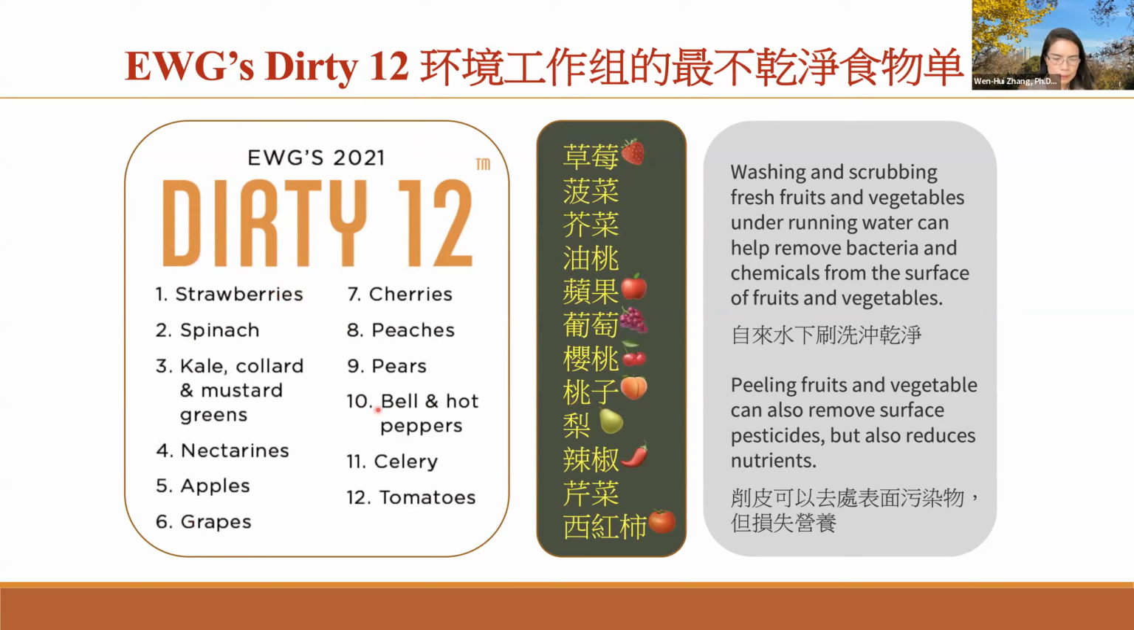So this group of fruits and vegetables usually has high residues of pesticides and insecticides. So you want to wash and scrub fresh fruits and vegetables in this group under running water, and that can help remove bacteria and chemicals from the surface. Peeling fruits and vegetables can also remove surface pesticides, but then it also reduces nutrients. So we usually just wash it very well, no need to peel.